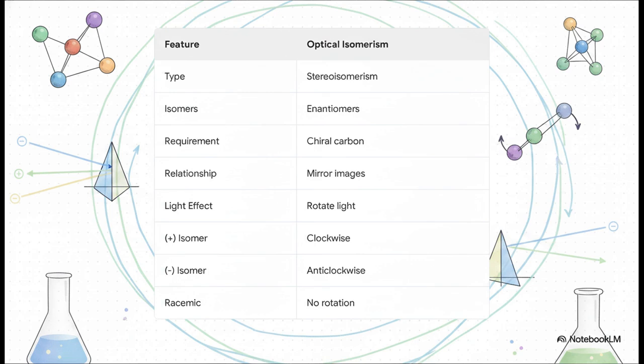The type of isomerism, stereoisomerism, the name of the isomers, enantiomers. The strict requirement, a chiral carbon with 4 unique groups. Their relationship, non-superimposable mirror images. And their effect on light, the positive isomer rotates it clockwise, the negative rotates it anti-clockwise. And a perfectly balanced racemic mixture gives you 0 overall rotation.